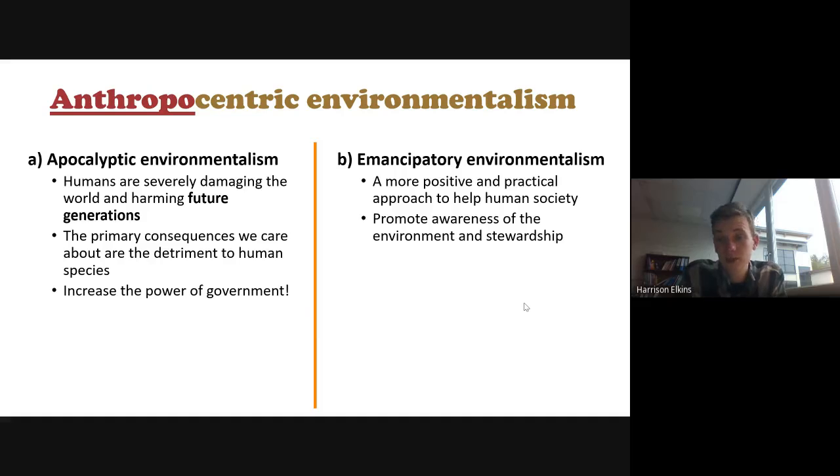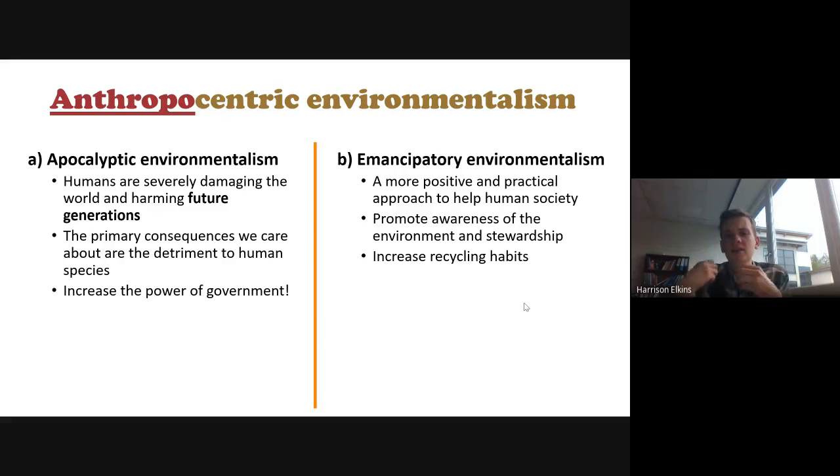And again, it's helping human society. And this is more about promoting awareness of the environment and of stewardship. And so we want to increase recycling habits and things like that. So the other one, apocalyptic environmentalism, is more like everything's about to crash and burn and we're going to die and our kids are not going to have a good future. So quickly, let's increase the government.